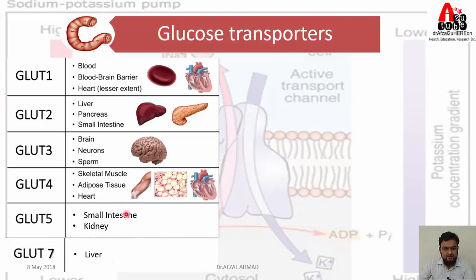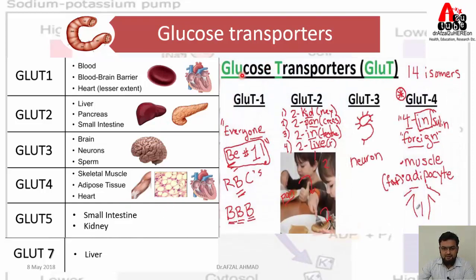liver. To remember the site of all these glucose transporters, we have mnemonics here. GLUT came from glucose and T for transporter. So we have 14 different types of GLUT transporter, but for the important ones we will remember the site. GLUT1 is present in these 3. For 1, everyone wants to be on the top, so the mnemonic is everyone wants to be 1. B stands for RBC and blood-brain barrier. So for GLUT1, we have to remember everyone wants to be 1. B stands for blood-brain barrier and blood.